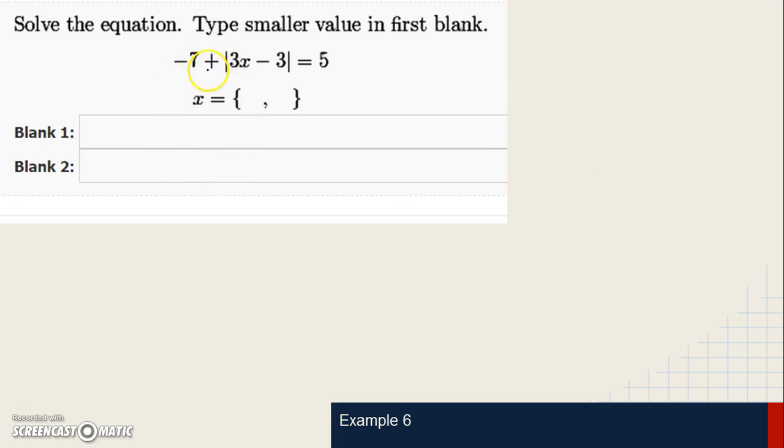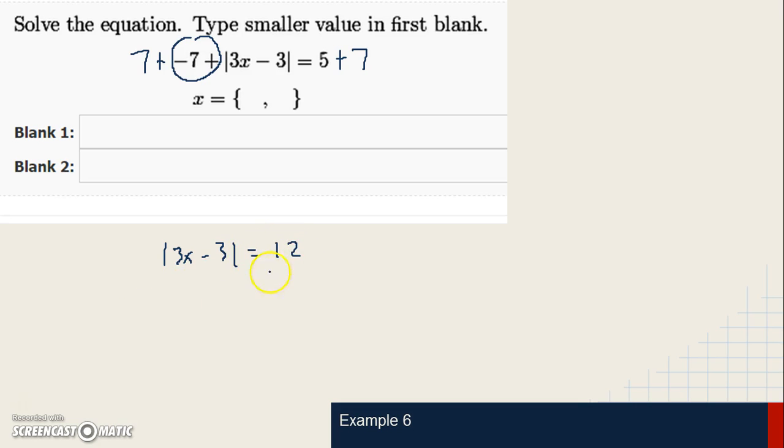Here we have negative 7 plus the absolute value of 3x minus 3. If we're working backwards with PEMDAS, we're going to eliminate this before we eliminate our absolute value bars. So how do I eliminate a negative 7 that's being added? Well, if I want to eliminate a negative 7, all I have to do is add a positive 7 or add the opposite number. Make sure I do it to both sides. What I'm left with is just the absolute value of 3x minus 3 equals 12.